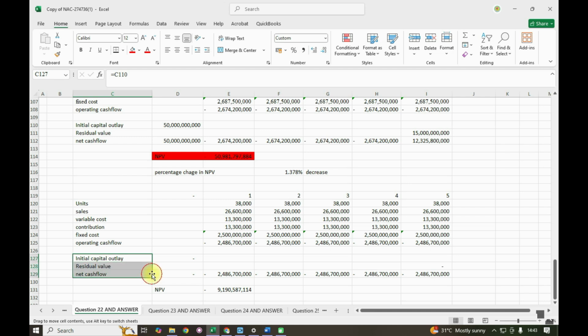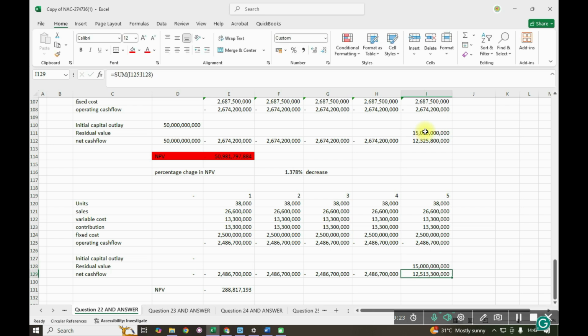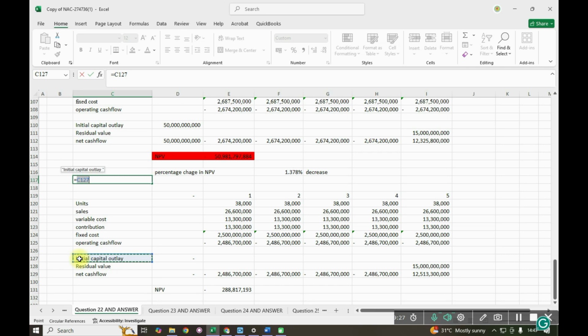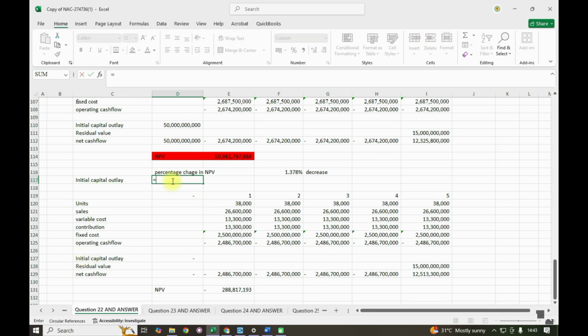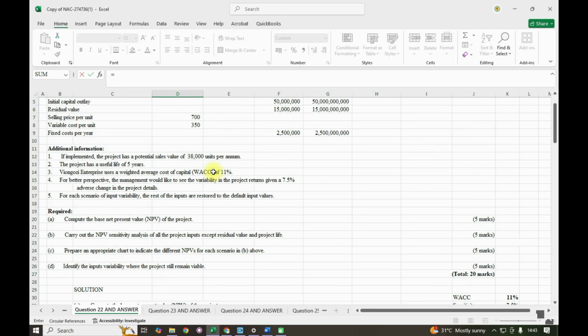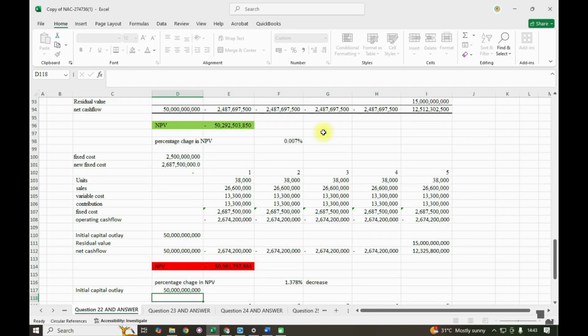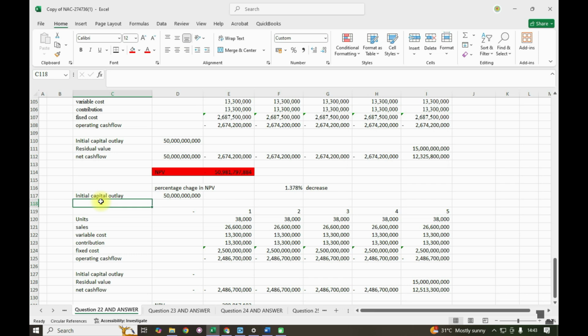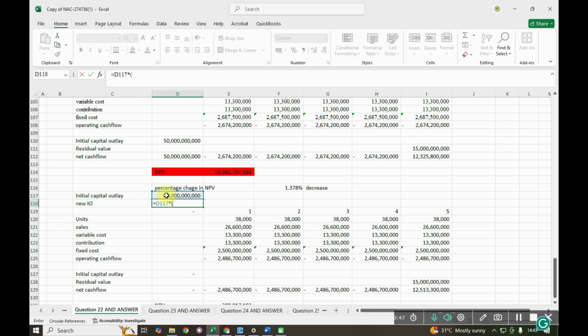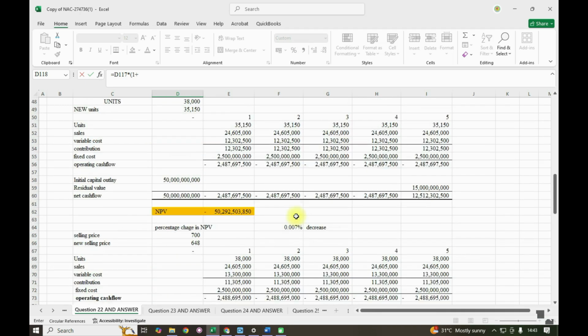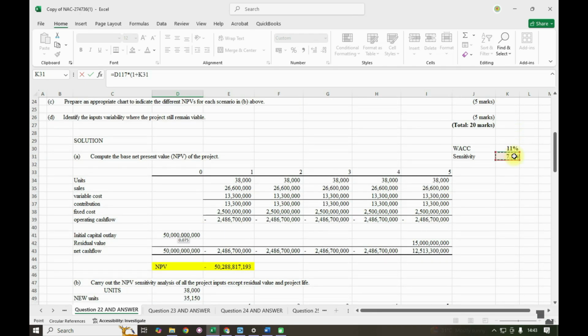Then for this one now, we have put the wrong, is the initial outlay and the residue. That way the residue is not changing, but the initial now will change. The initial outlay will change. So the initial was 50, but the new initial outlay, it will increase. It will increase by 7.5%.